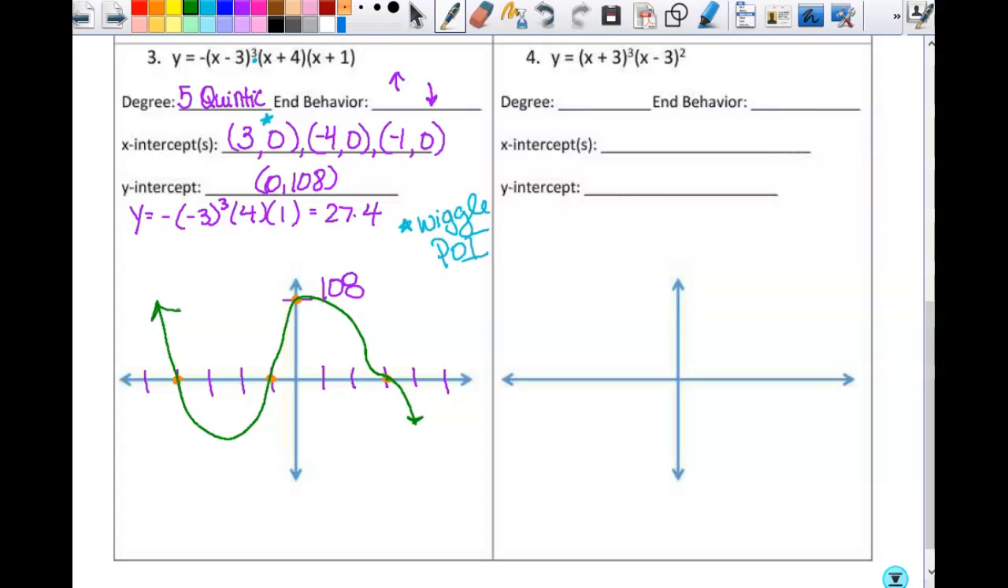Okay, questions? All right, so I want you to do all of number 4. Fill in all the blanks, try and get the graph done.